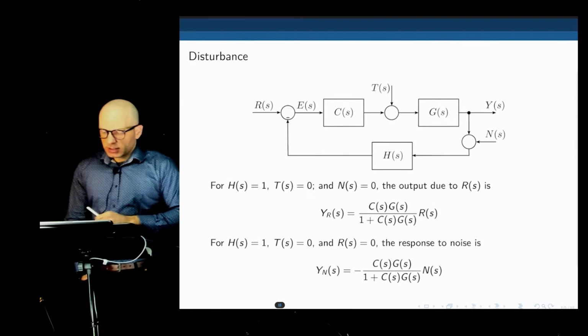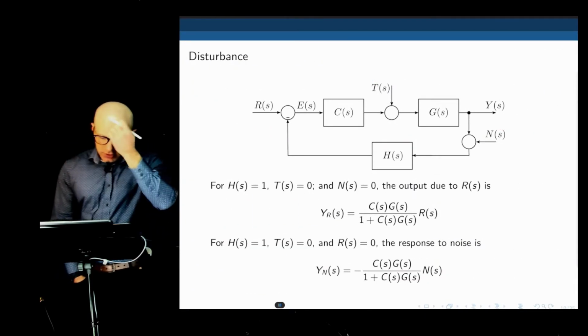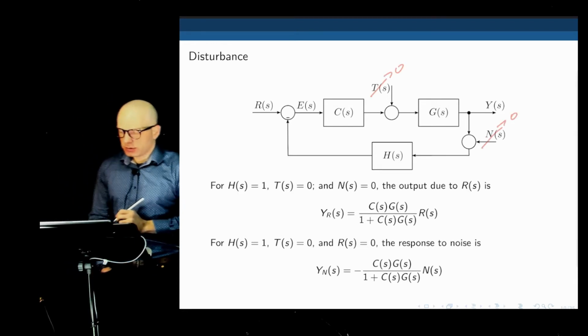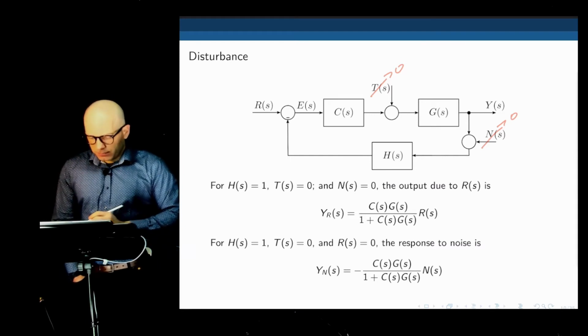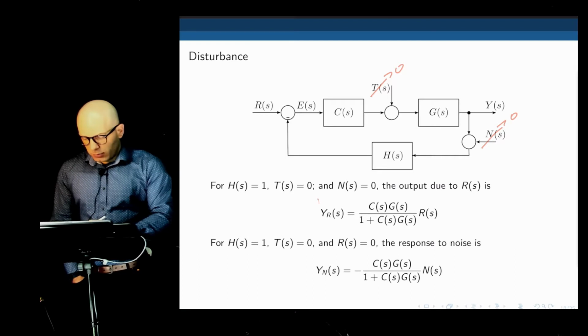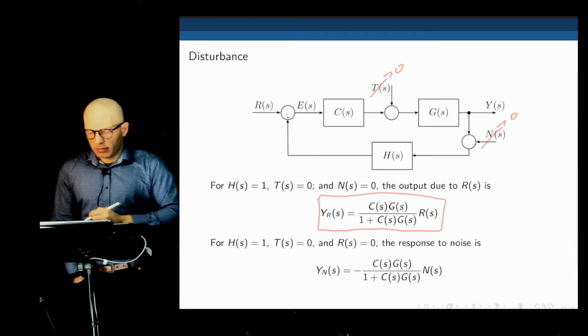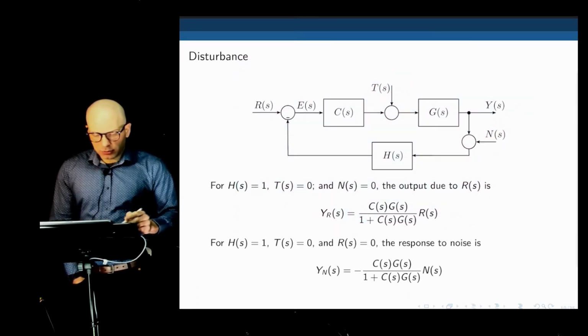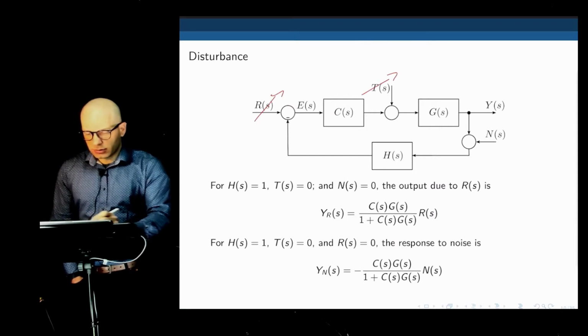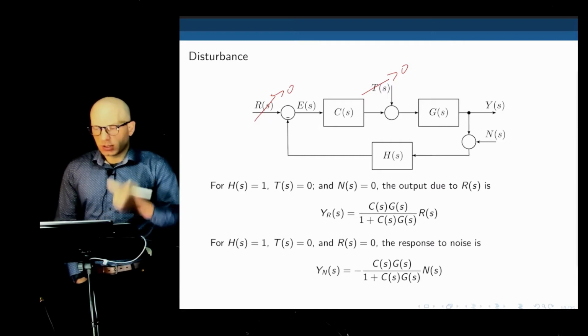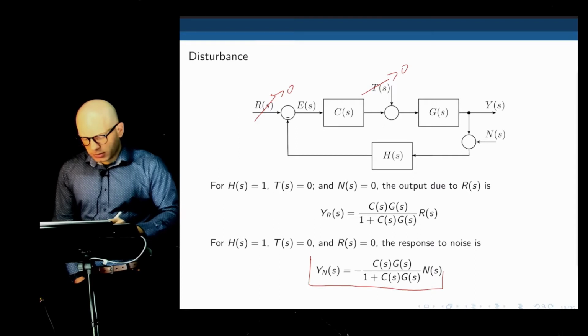Now we can repeat the process and look at the effects of the input itself, R of S. So set T to 0 and N to 0 and calculate the transfer function of the resulting system. And here would be the transfer function of Y divided by R. You can take this one step further and evaluate the effects of noise on the output by setting R and T to 0. Rework the block diagram to find the relation between N and Y. And this would be the response.